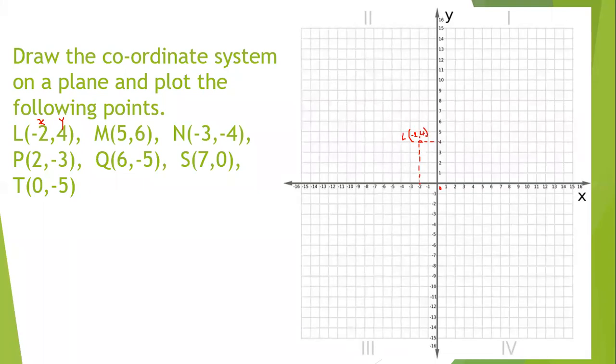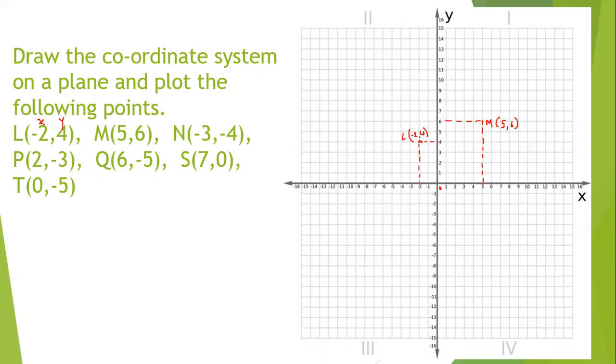Now, let us move to the next point, point M, (5, 6). So on the x-axis, where is 5? Over here. And on y-axis, where is 6? It is over here, upward. So from 5, I will start drawing a line, and this line is parallel to y-axis. And this is our point M. In the bracket, we will write the coordinates (5, 6).